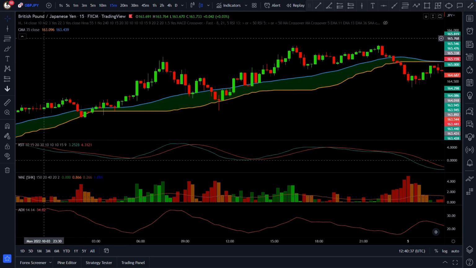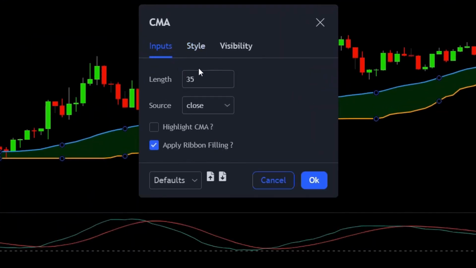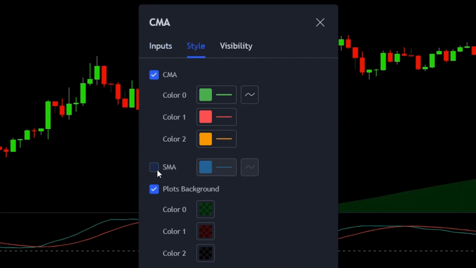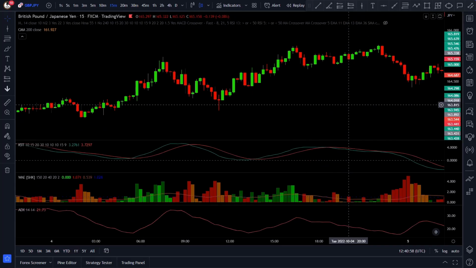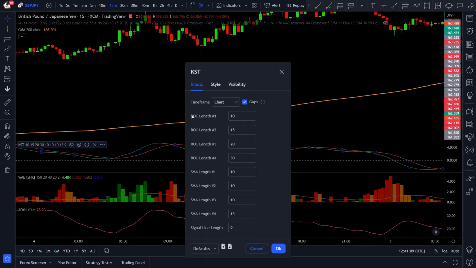First, we have to change a few settings in the corrected moving average, so open up its settings and go into the Inputs tab and set the 35 length to 200. After that, switch to the style settings, untick the SMA and the plots background. With that, you have set up your corrected moving average. With the No Sure Thing, we won't change any settings, so leave it as it is. By the way, these are my default settings.